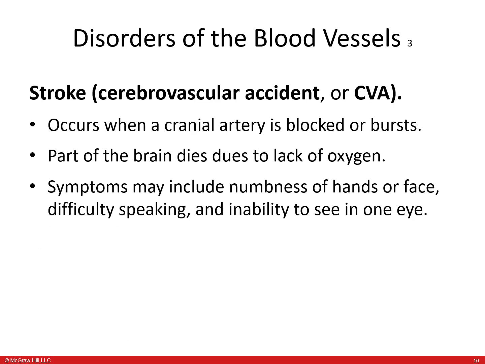Stroke, or cerebrovascular accident, also known as CVA, occurs when a cranial artery is blocked or bursts, so parts of the brain die due to the lack of oxygen. Symptoms may include numbness of the hands or face, difficulty speaking, and inability to see in one eye.